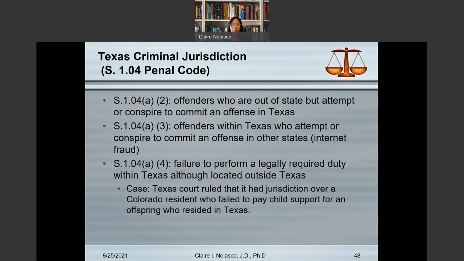Finally, offenders who are out of state but attempt or conspire to commit an offense in Texas are subject to Texas criminal law. Again, Texas criminal law applies to offenders within Texas who attempt or conspire to commit an offense in other states, for example, internet fraud. The effect would be far-reaching, not just in Texas. And then Texas criminal law would also apply to failure to provide a legally required duty within Texas, although the person is located outside Texas. In one case, a Texas court ruled that it had jurisdiction over a Colorado resident who failed to pay child support for an offspring who resided in Texas.